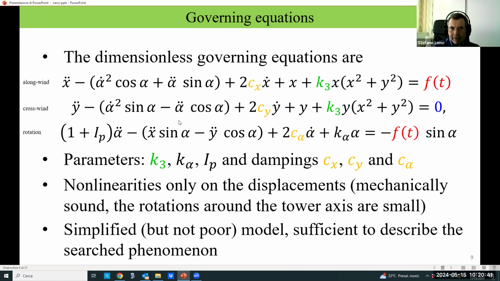Basically, this is our very, very simple system. And the parameters are just the nonlinear stiffness, which is the most important, the rotational stiffness, and the moment of inertia. All of them are nondimensionalized. And of course, the dampings along the three directions. As I told you, the nonlinearities are only in the displacements and not in the rotation. You see there is no nonlinearity in the alpha equations. And it is a simplified but not poor model, sufficient to describe the searched phenomenon.